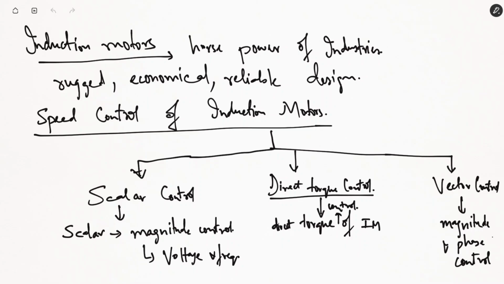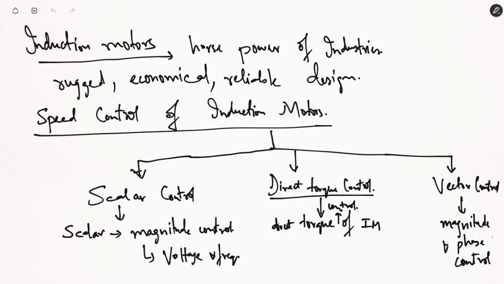So now, as far as the induction motors go, we have started with the induction motors. We have three types of speed control strategies in case of induction motors. They are the scalar control method, the vector control method, and the direct torque control method. The scalar control methods, these methods we have actually already studied.